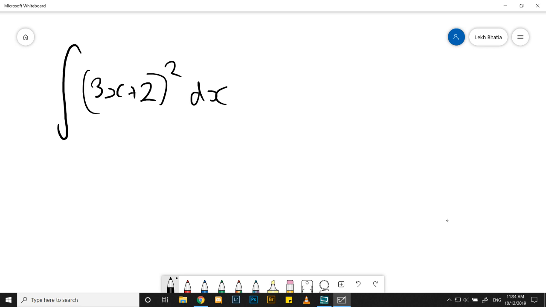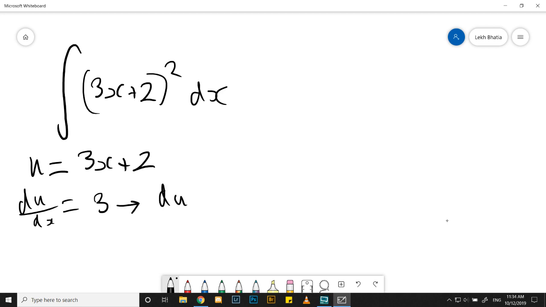In order to make the problem a little easier, more analytical, rather than doing it in your head, you set u equal to 3x plus 2. Then you differentiate with respect to x on both sides, so du/dx is equal to 3, and that tells you that dx is equal to 1/3 du. Then you can plug into the equation over here.